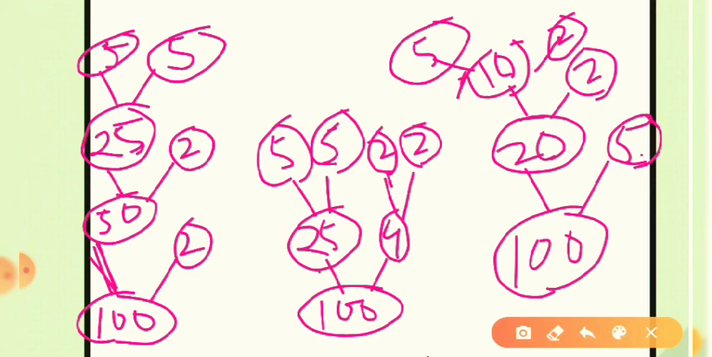So in this way you can understand the factor tree. I hope you have understood this topic very well.